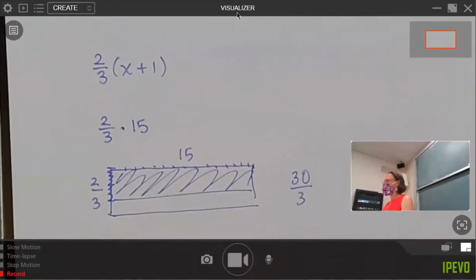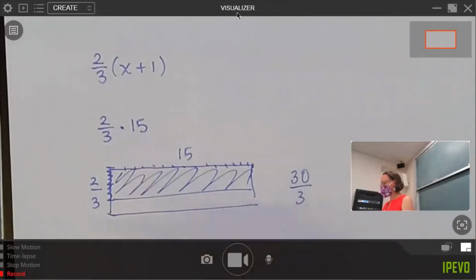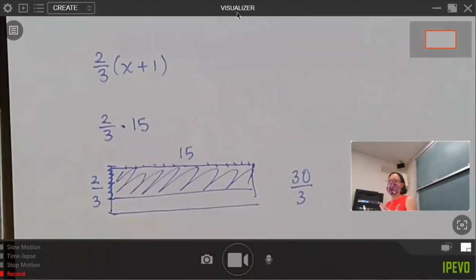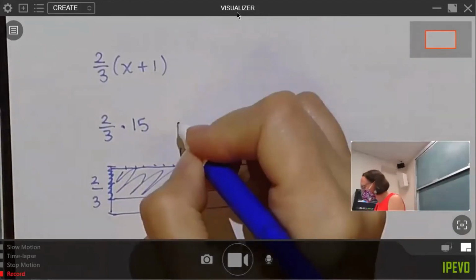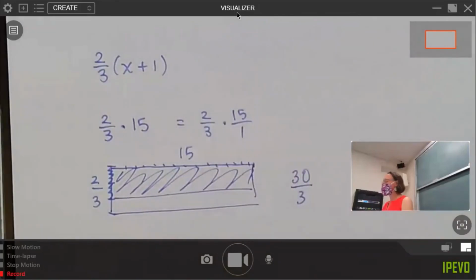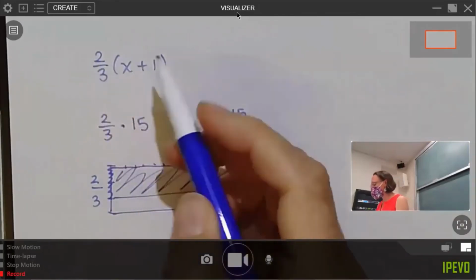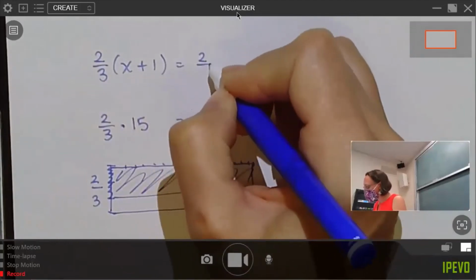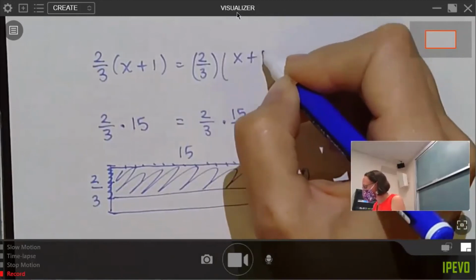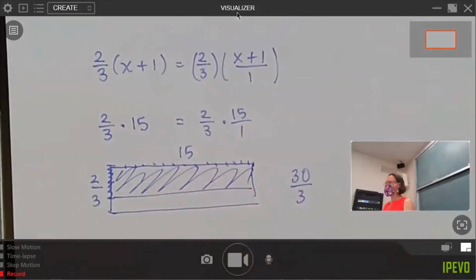I don't know if that helped at all, but if I have a fraction times a whole number, the size of the piece is 1 because it's a whole number. So if it helps you to write it out as 15/1, by all means, for sure, do that. So back to this problem. If it helps you to see it, that's 2/3 times x plus 1/1.